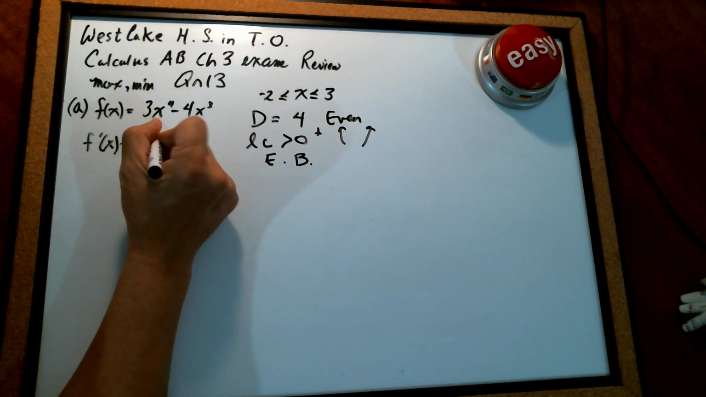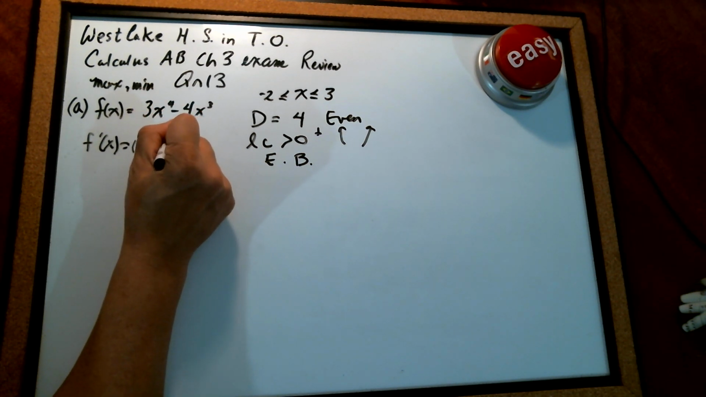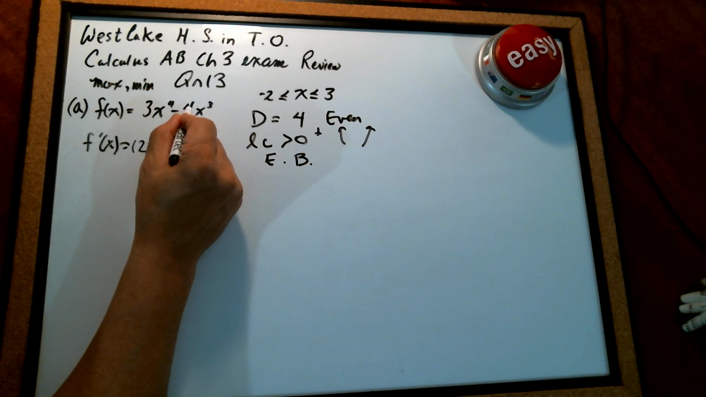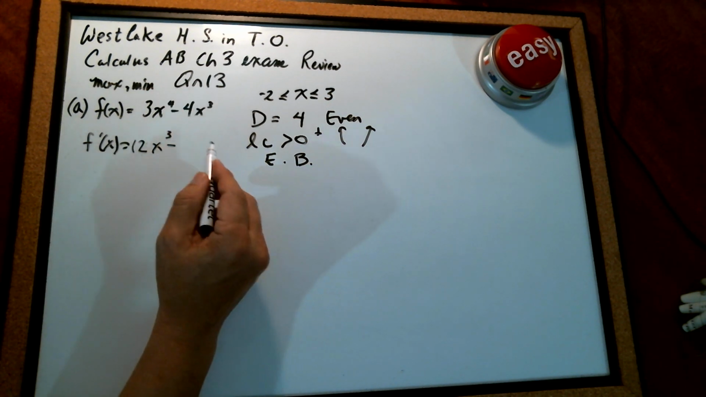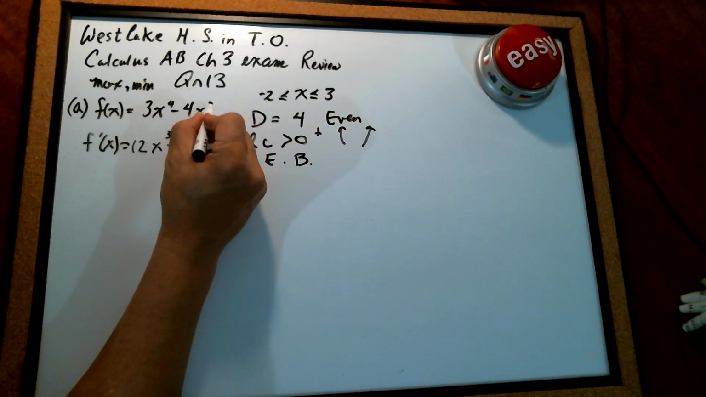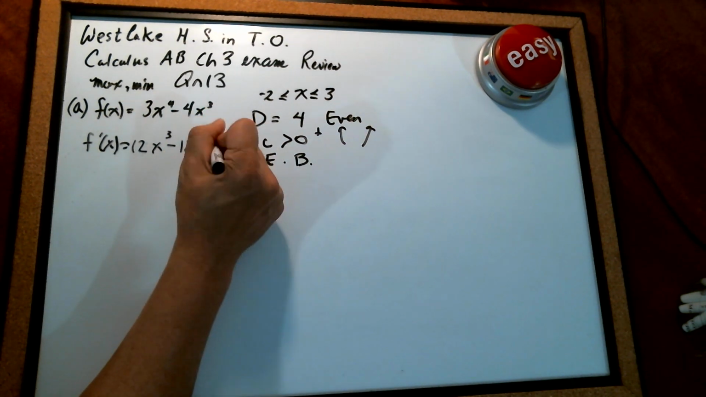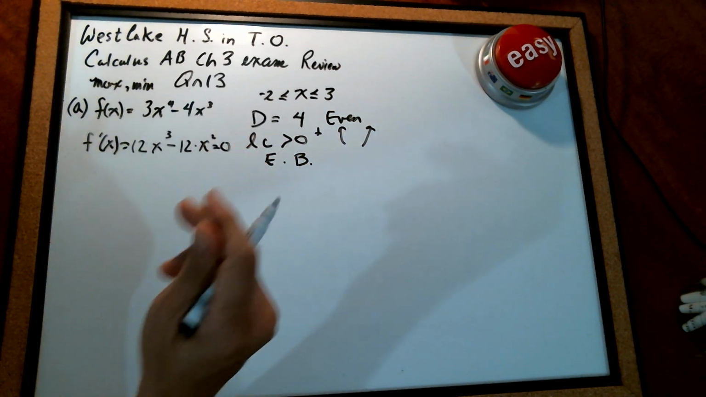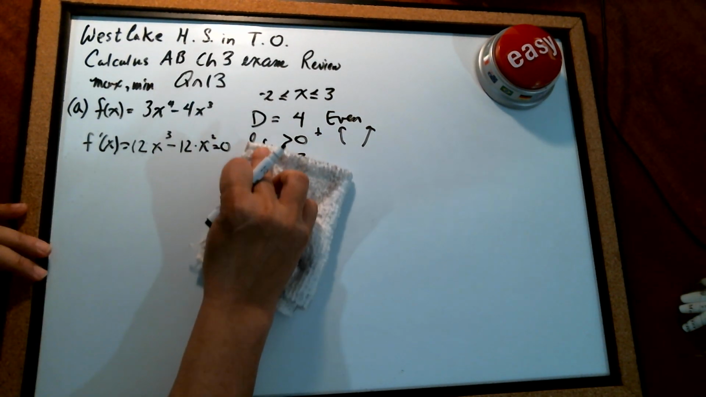X to the 4 minus 1 is 3, minus 4, bring it on down. It's going to be 4 times 3, which is 12 times x, and then subtract 1 for the power rule, which is x squared. And we're going to set the derivative equal to 0.